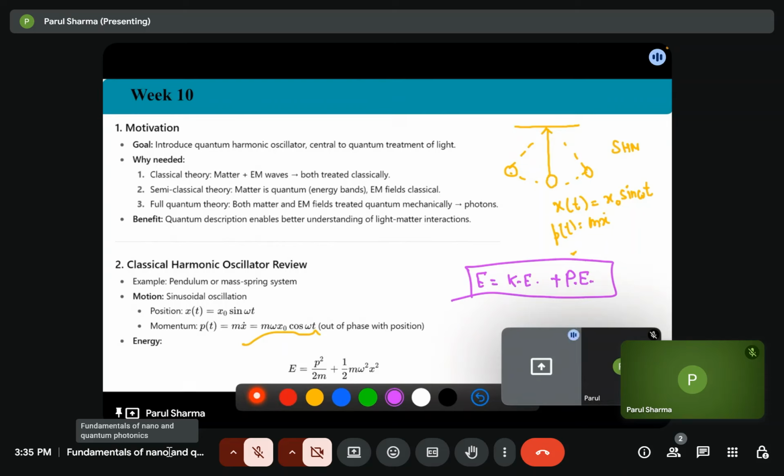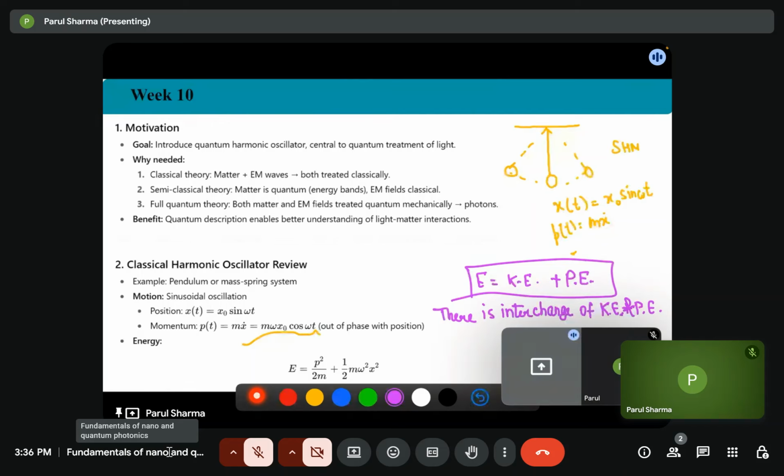So what is happening in this case? We saw that there is an interchange of kinetic energy and potential energy.